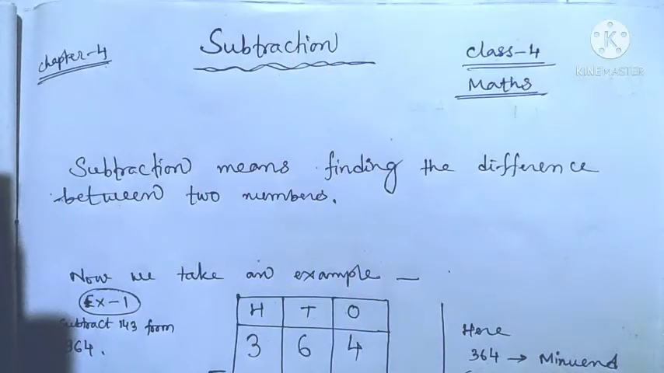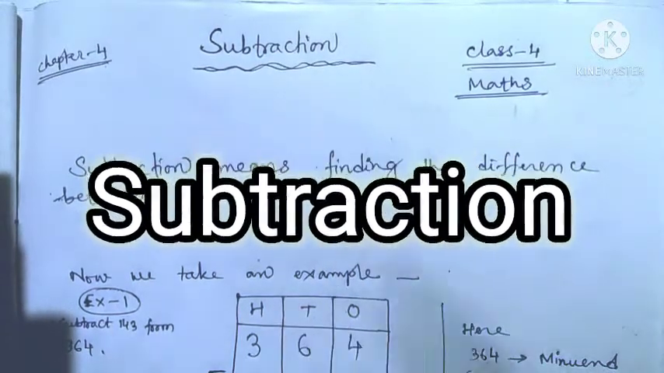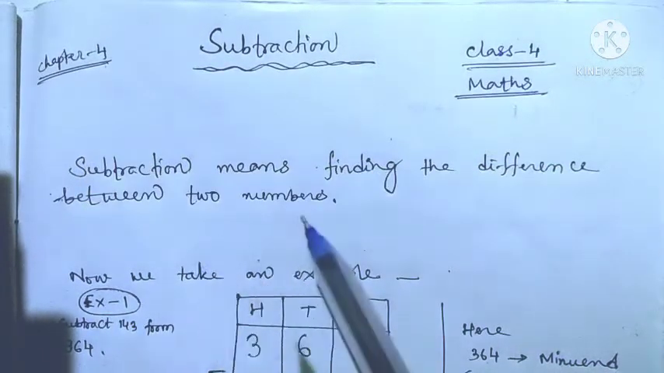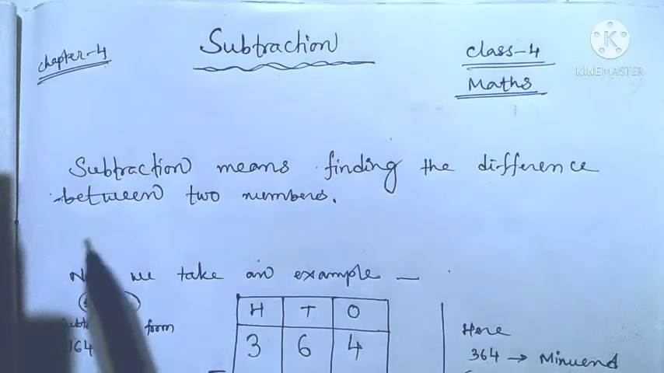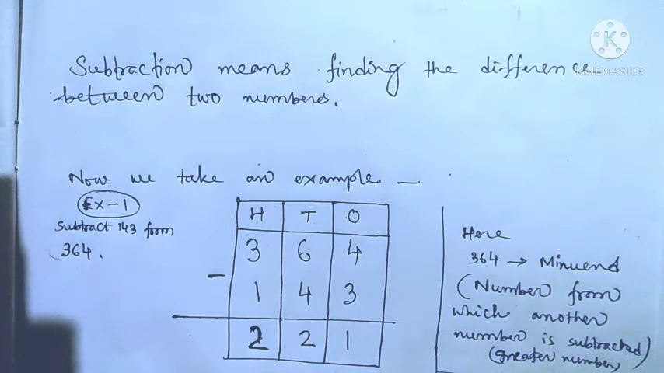Good morning, students. Today we start a new chapter, chapter number 4, subtraction. Subtraction means finding the difference between two numbers. There will be two numbers and we have to find the difference. This is called subtraction. So first we take an example.